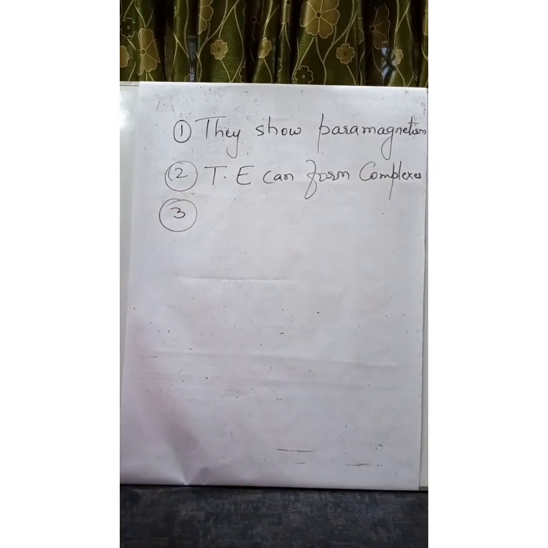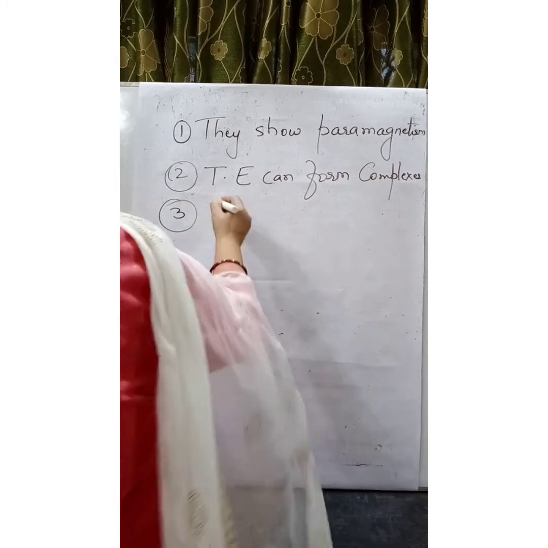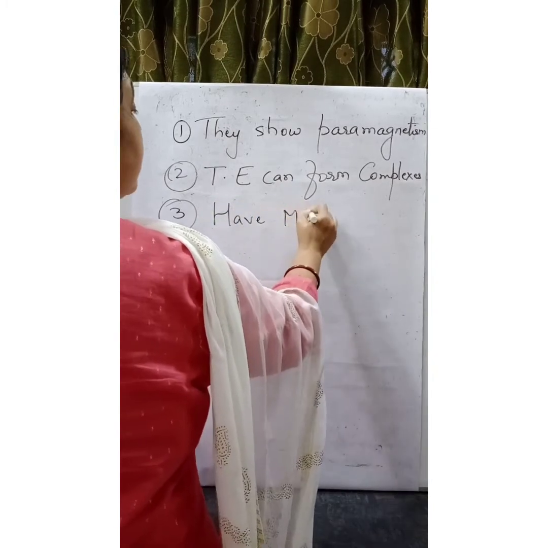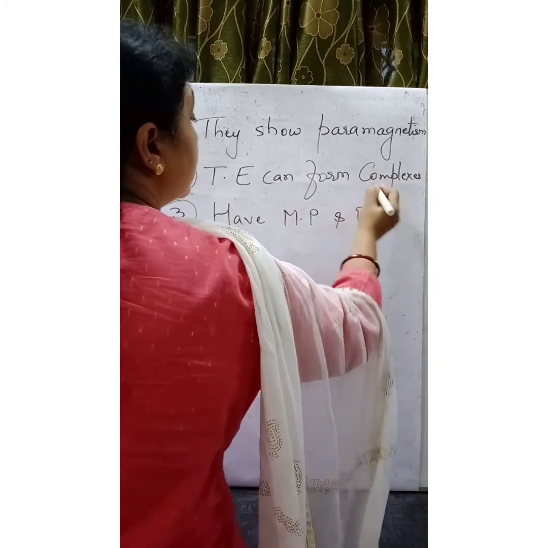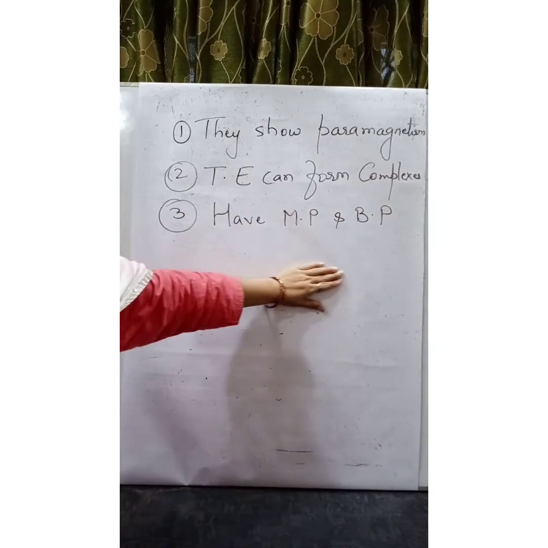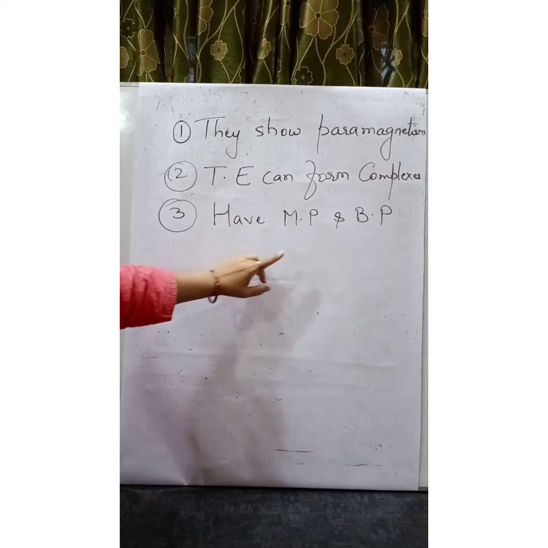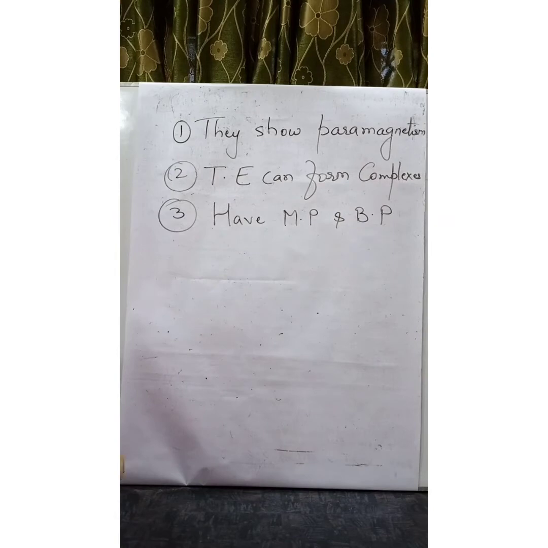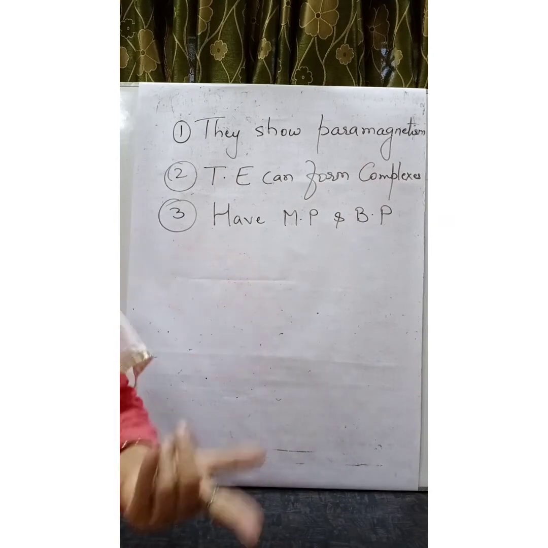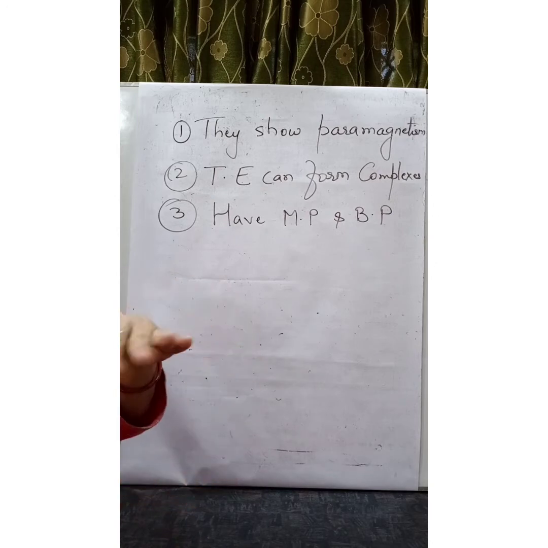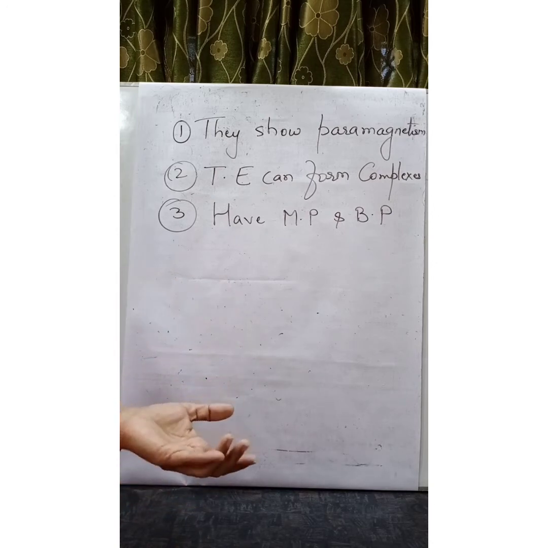Third characteristic of transition elements: they have high melting and boiling points. What is the reason for this high melting and boiling point? The melting and boiling point depends upon the strength of the metallic bond. Since there is involvement of a greater number of electrons from (n-1)d orbitals in addition to the ns orbital, strong metallic bonds are formed and as a result more energy is required to break the bond.